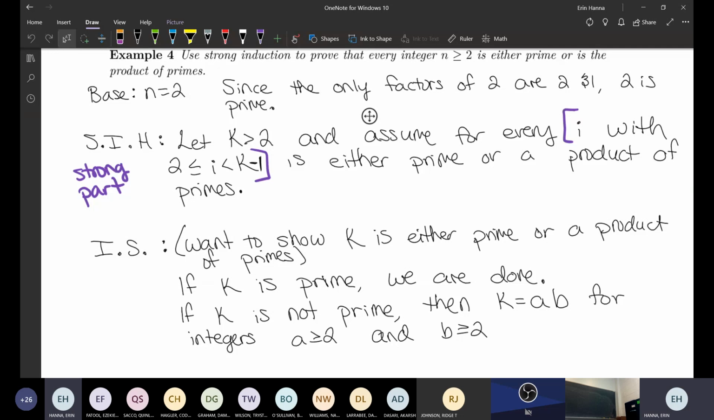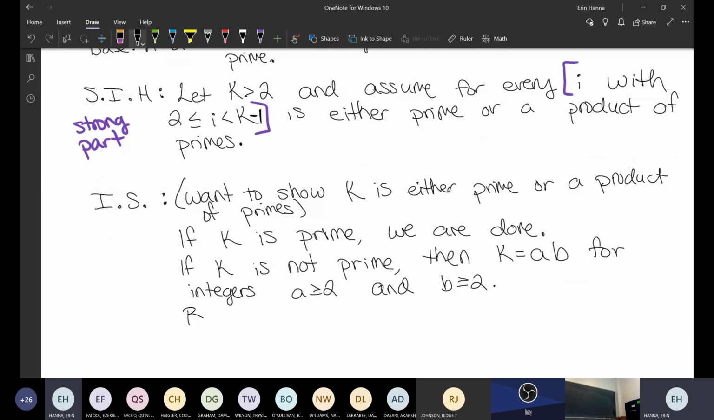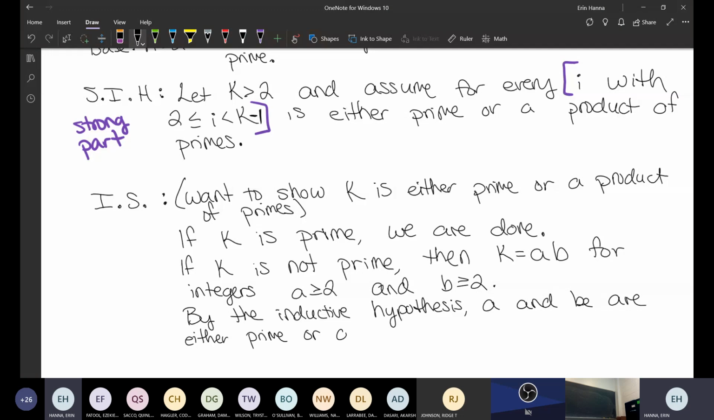So if you think about what this inductive hypothesis is saying, it's telling us that any number less than or equal to K minus 1 but greater than or equal to 2 is either prime or a product of primes. So essentially that A and that B are either prime or a product of primes. So essentially by the inductive hypothesis, A and B are either prime or a product of primes.